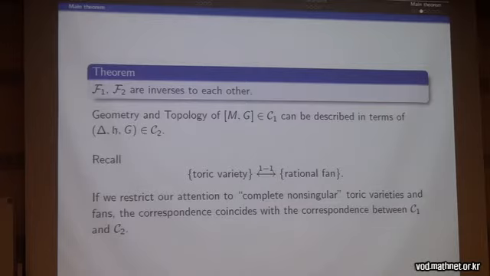And let's recall that there is a one-to-one correspondence between toric varieties and rational fans. And if we restrict our attention to complete non-singular toric varieties and fans, this correspondence coincides with the correspondence between C1 and C2 given by F1 and F2. Okay, so let me explain the sketch of the proof briefly.